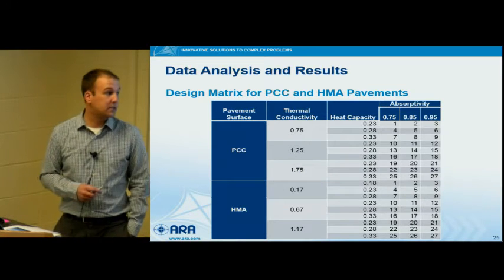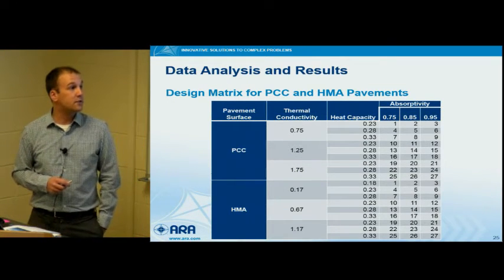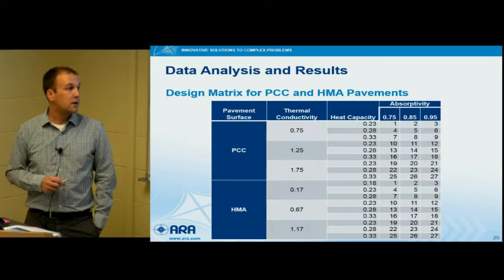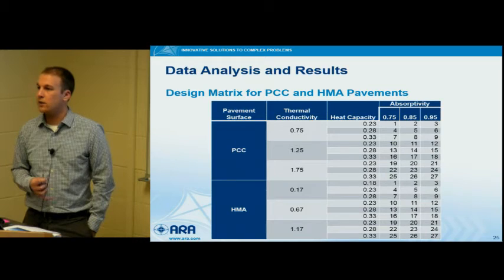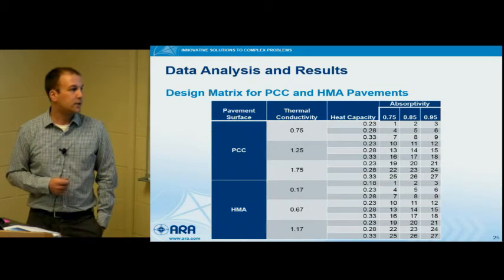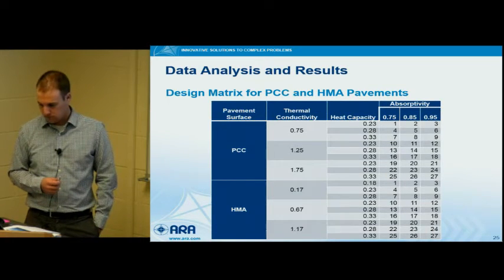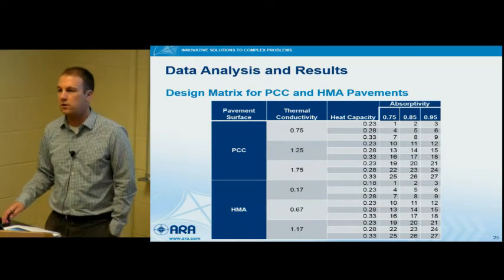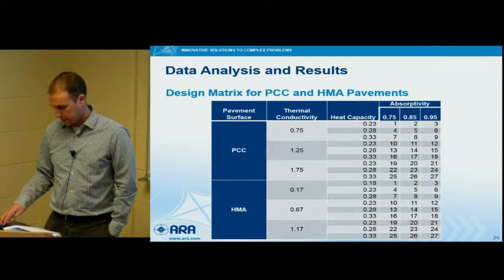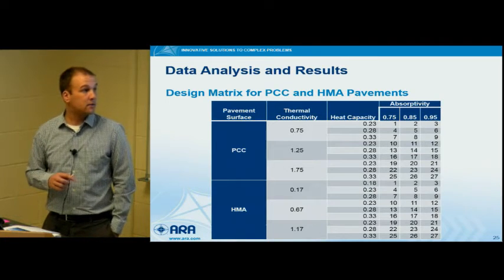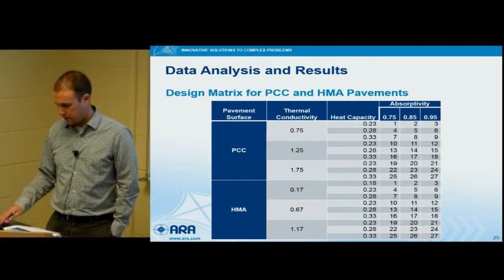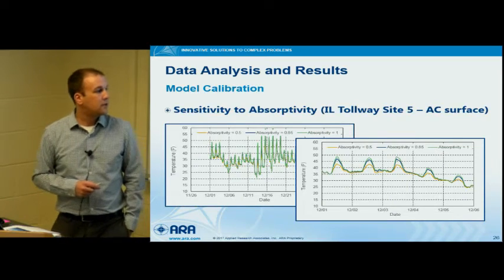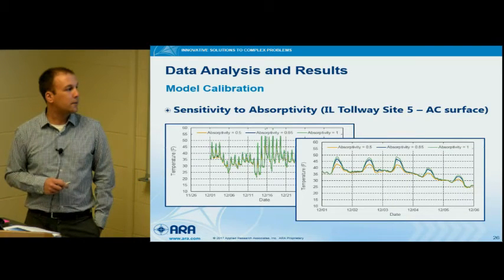So basically for each of the sites, we had a matrix. For PCC, each one had 27 different combinations. We ran that, I think it was about 1,026 different runs for all of them. And then once we have that, we go to the next step. But first I want to show the differences between each one.